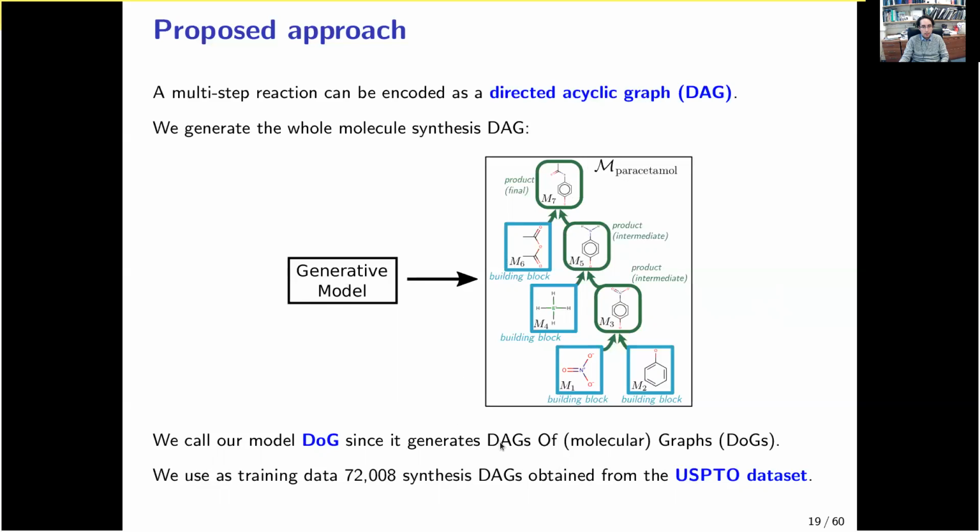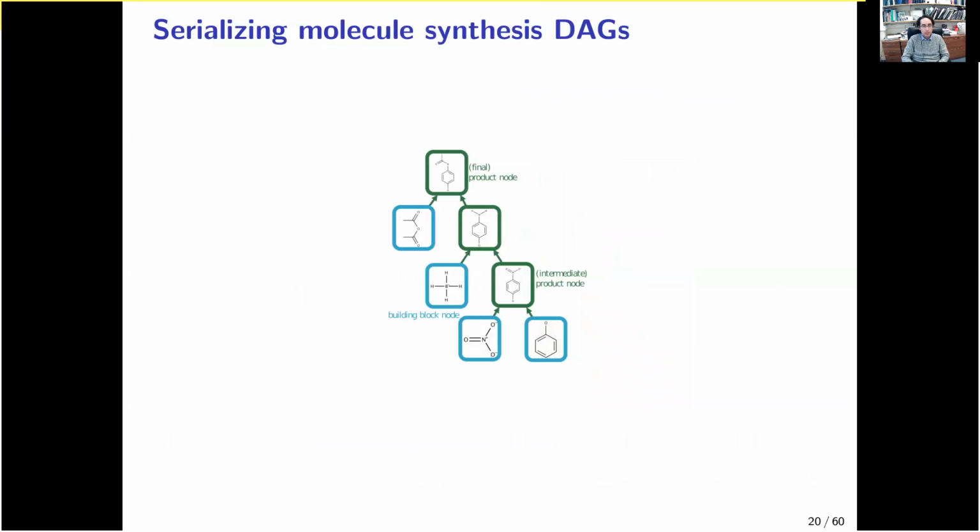Our model is going to generate directed acyclic graphs of molecular graphs because each node in this graph is going to be a molecular graph on its own. So since we are generating DAGs of molecular graphs, we abbreviate these as DOGs, and we call our model DOG. So we are going to be generating this type of graphs, and we are going to use as training data about 72,000 synthesis DAGs or DOGs from the USPTO dataset. This is a publicly available data set of chemical reaction data. So how do we generate these synthesis DAGs?